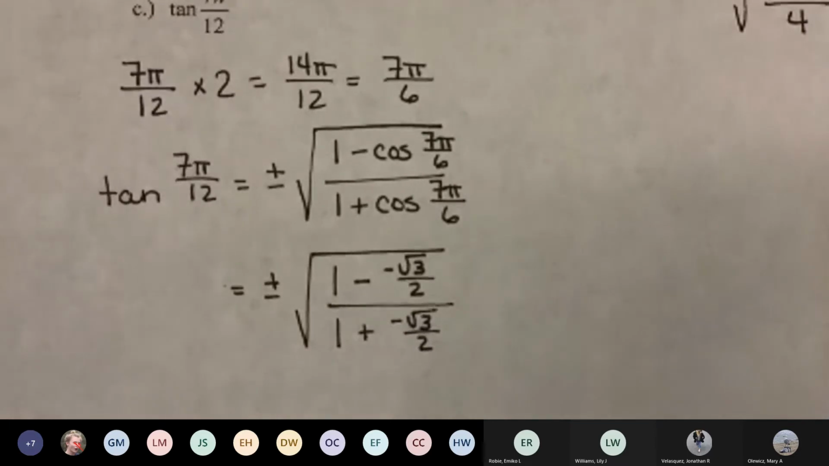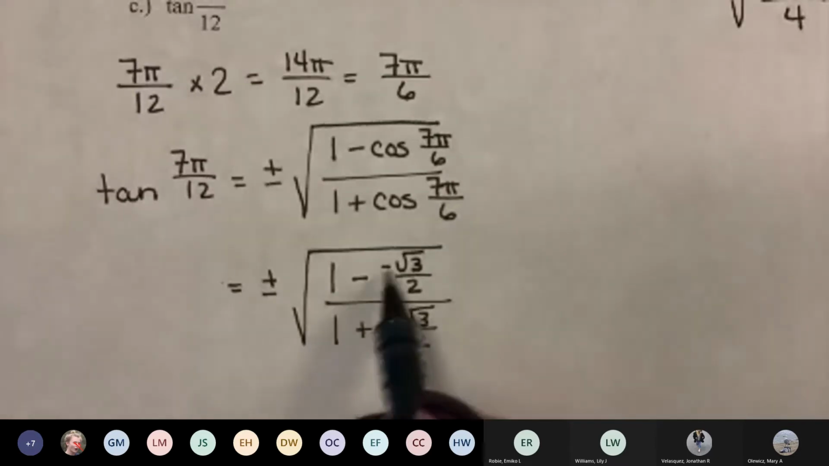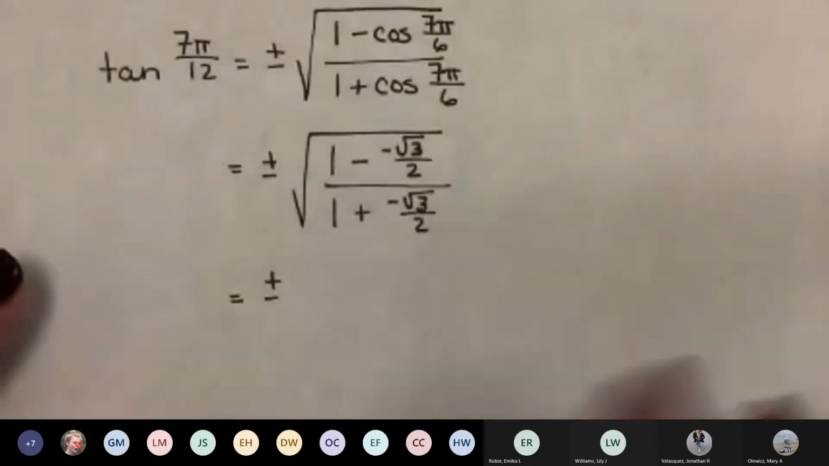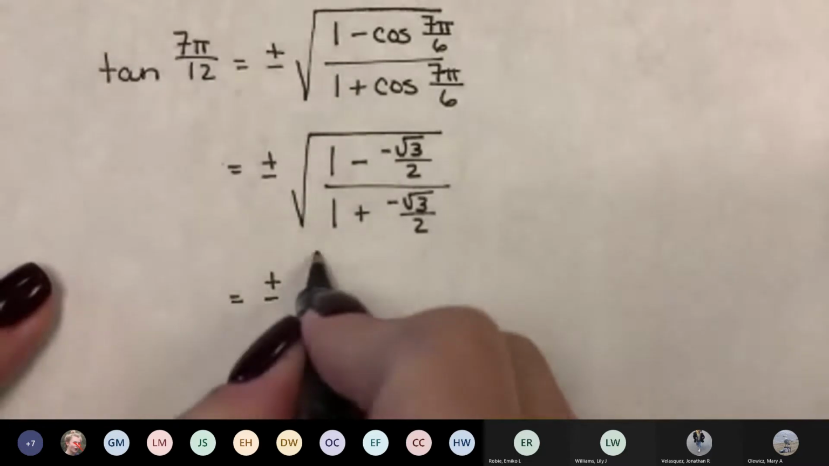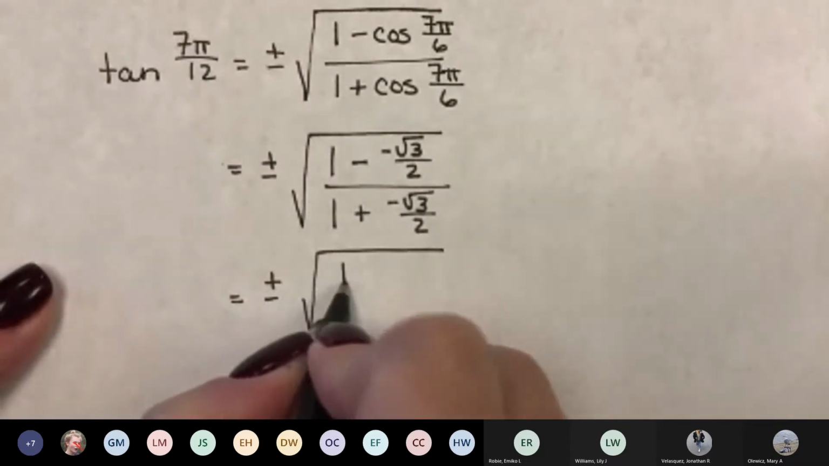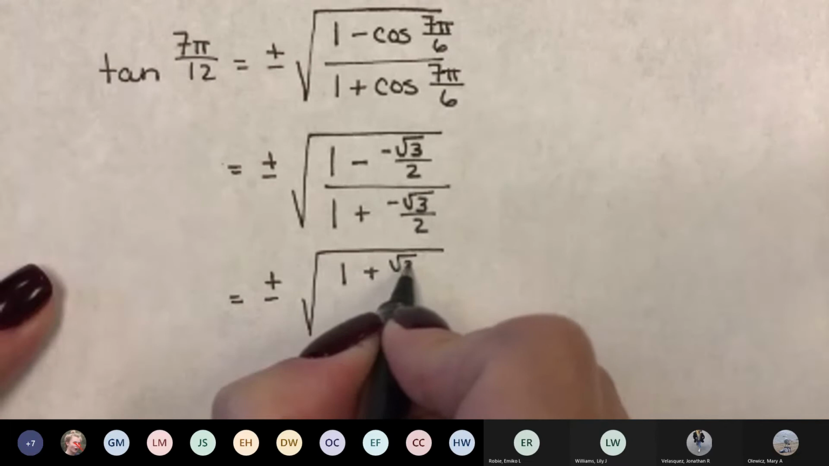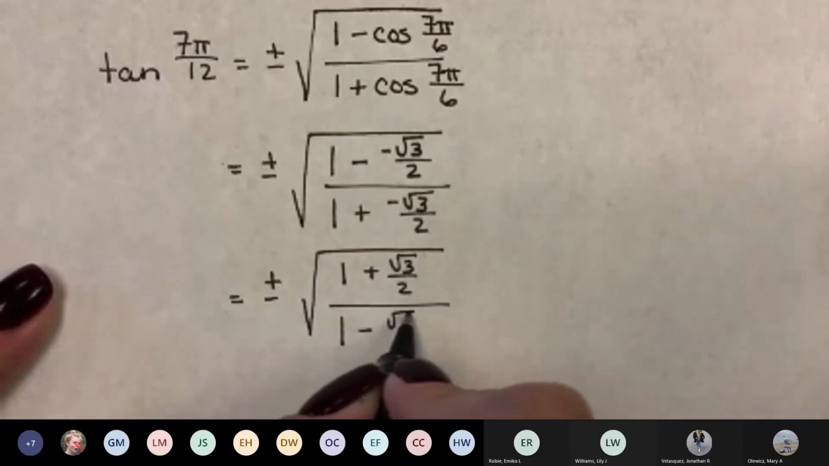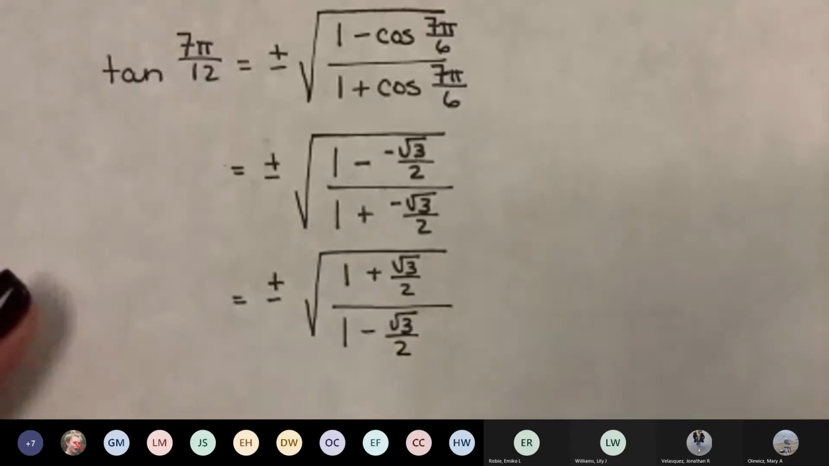Again, if this were just me working this problem myself, I would just make that plus plus and a minus here. But because these are your notes, I want you to have the nicest ones possible. So this becomes 1 plus square root of 3 over 2. And the bottom becomes 1 minus square root of 3 over 2.